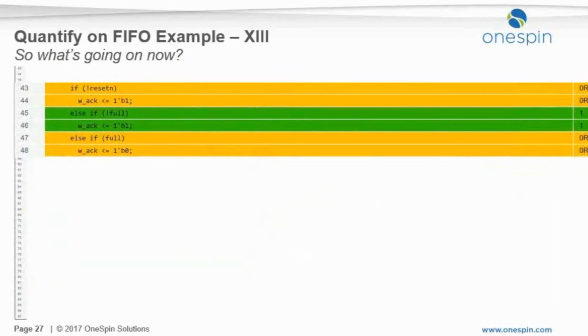But when I do go full, the write acknowledge goes low in the falling clock cycle. So as you can see, there is a potential here that I might be overwriting the data when the FIFO is full. But then why did I not catch this bug? Was my ordering check not good enough, or my other checks not good enough?